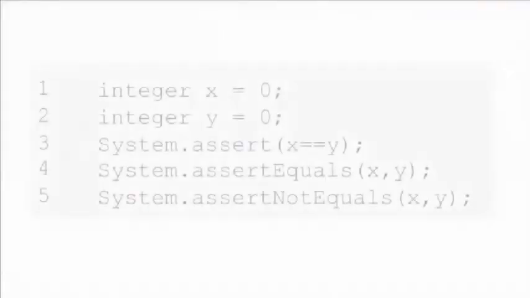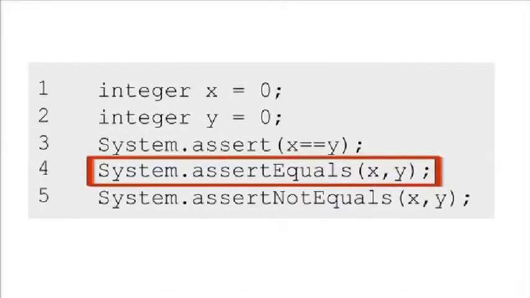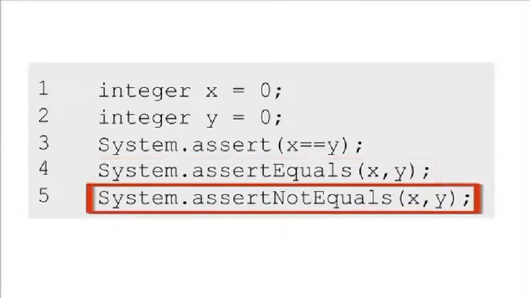There's also system.assert equals, and what this does is it compares 2 values. And so here we have x and y. This would also return true. And then assert not equals, this is the one that would actually fail and throw that assertion exception. Anytime we're making sure that something does not equal it, we can use that one.